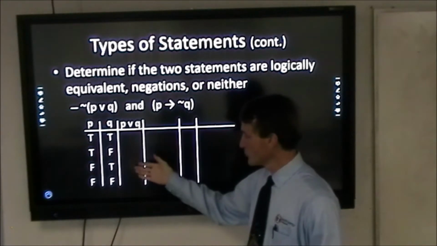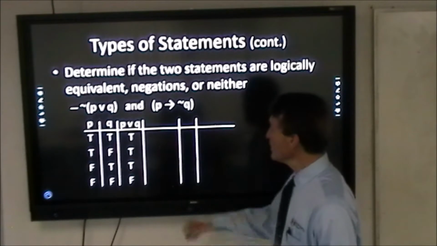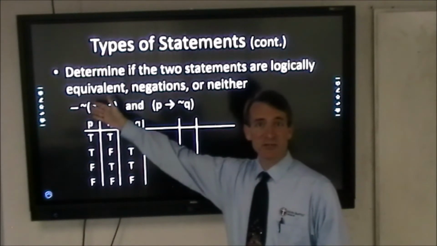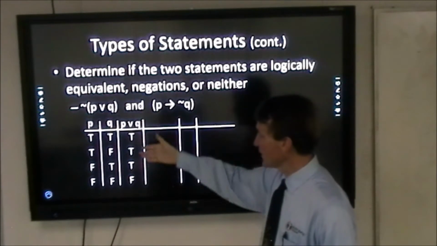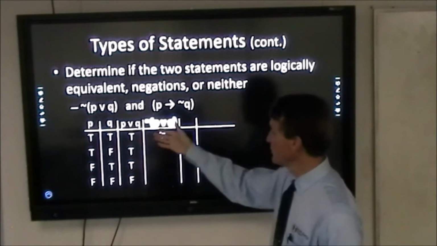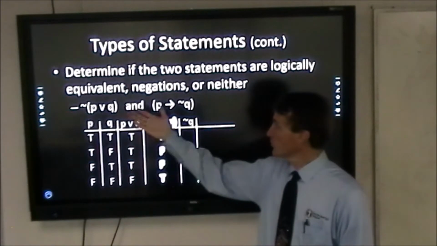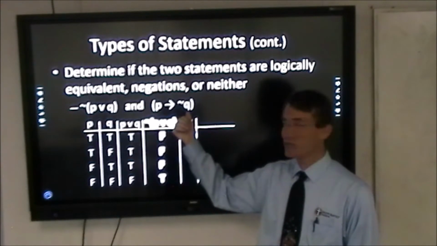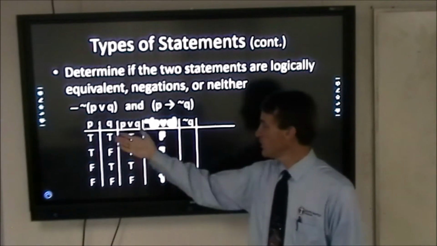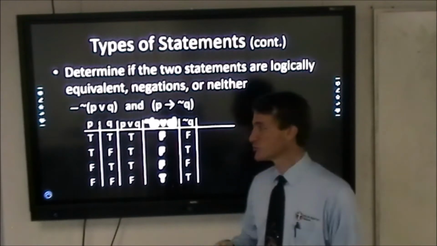So I have all trues except for that last row where it is going to be false. Then I need to negate that particular statement. So I'm just going to take that column and change it to the opposite truth values. So it's going to end up becoming false, false, false, true. Now I need to work with my second statement. I have the negation of Q that I don't have a column for, so I'm going to go ahead and create that column. That gives me false, true, false, true.